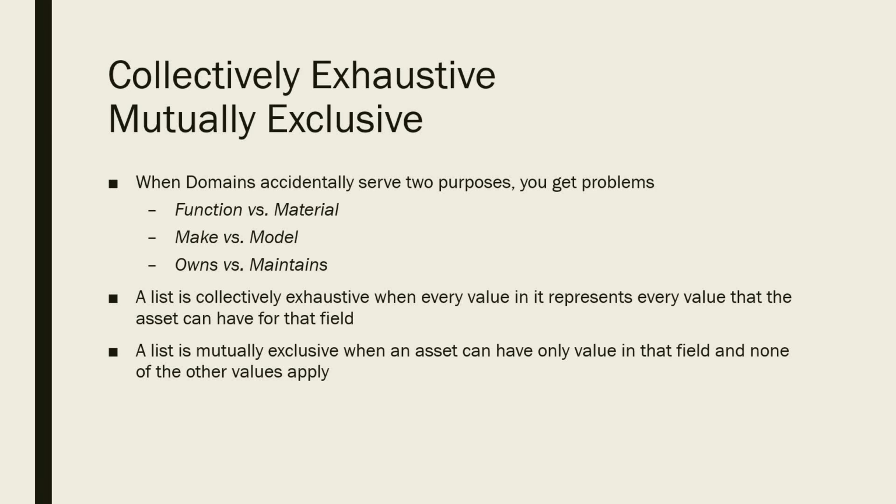That's incongruent. It's incorrect to have those values. So maybe the answer is that make and model are put into one field, but it's both of them combined. Like Ford F-150 would be one whole value rather than having Ford in one field and F-150 in another, if you're keeping track of trucks. And then another example of where people get hung up on type is owns versus maintains. So we got similar problems there.